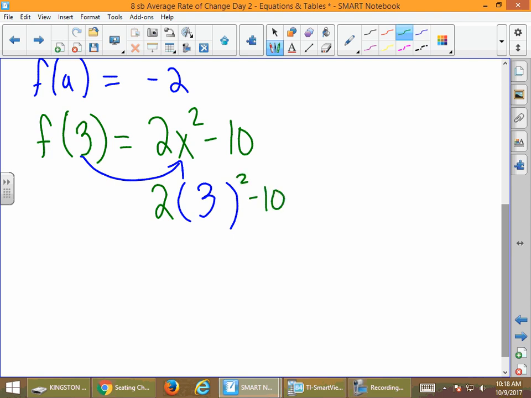minus 10. And once again, order of operations says that we need to figure out what the exponent equals first. So this is 2 times 9, because 3 squared is 3 times 3, minus 10. And 2 times 9 is 18 minus 10, which gives us 8.